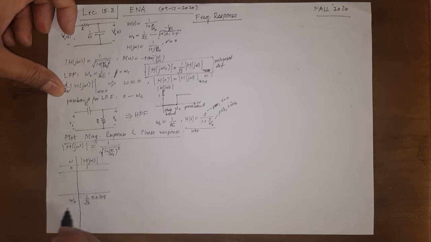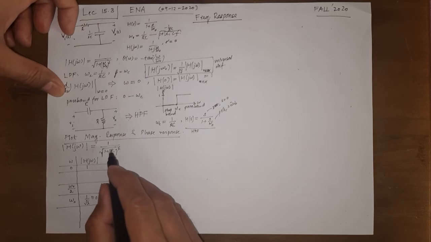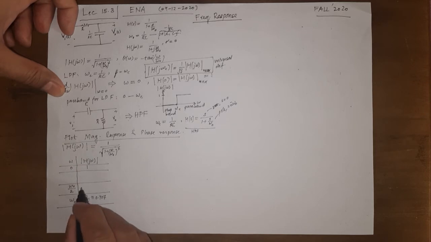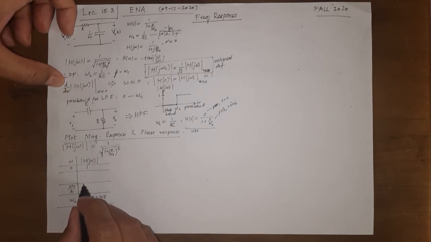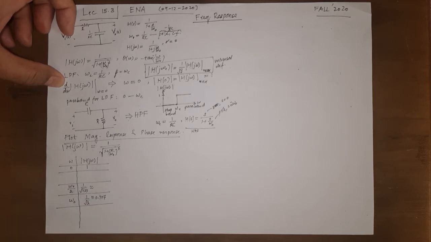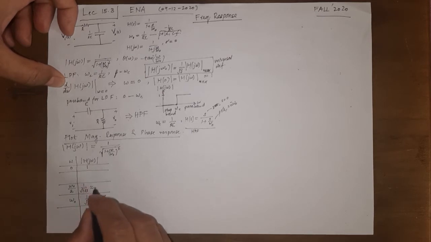What if we have omega equal to half of omega naught? Then omega over omega naught is 1/2. The square of 0.5 is 0.25, so we are going to have 1 over square root of 1.25. We can calculate this to see that it would be 0.894.